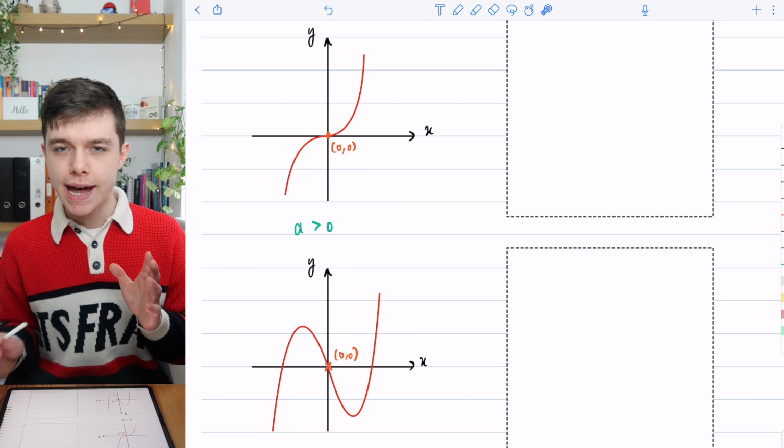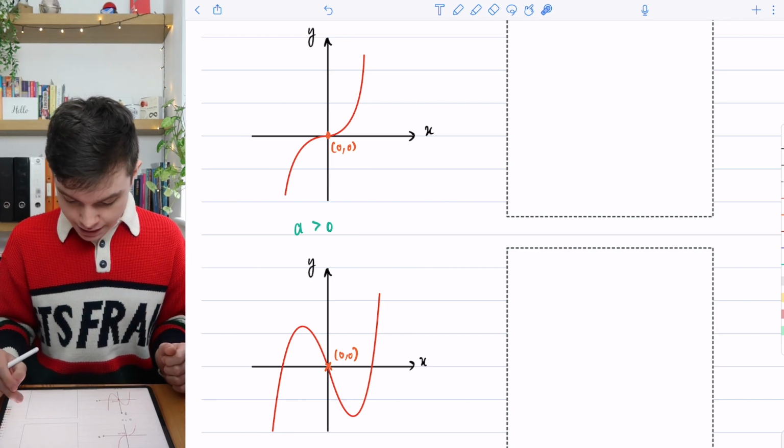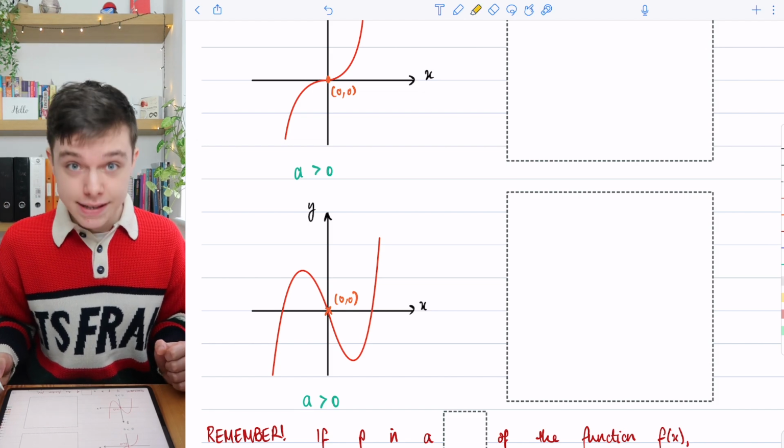Now I might introduce here, we might not use this in this video, but you're definitely going to use this terminology at A level, and you might have seen it at GCSE before.